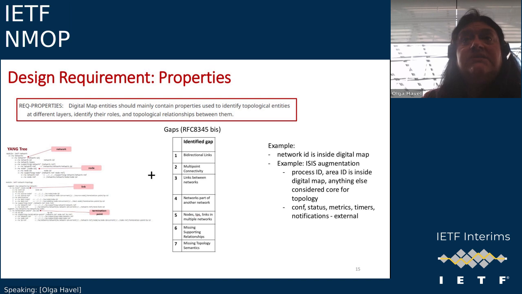For example, in the ISIS augmentation, I would consider potentially process ID and area ID to be the important things inside the digital map, and everything else, like configuration, status, metrics, timers, and notifications, is kind of external to the digital map. But this example I gave, I didn't review it with Oscar, so maybe this is just my opinion. This would again clarify the scope, what is inside the digital map versus outside the digital map.